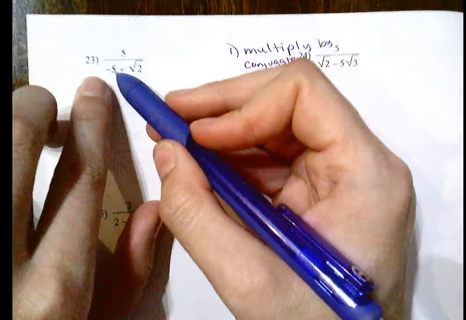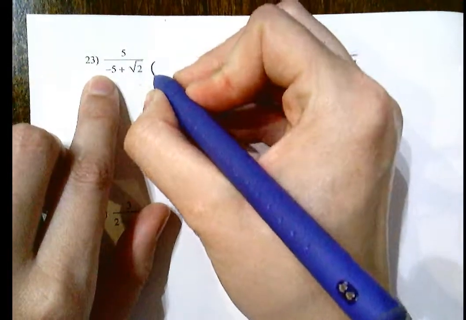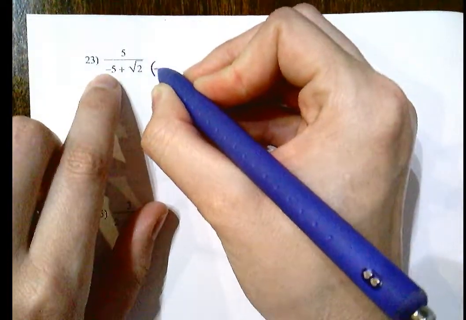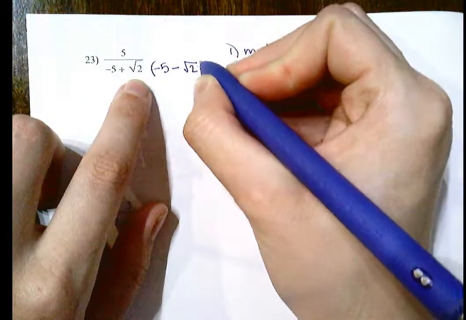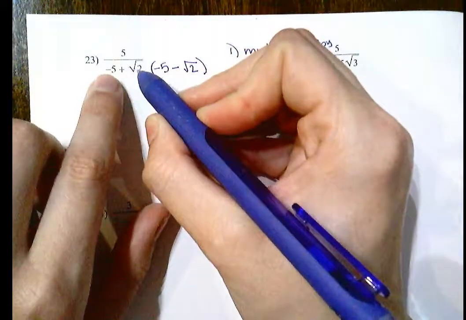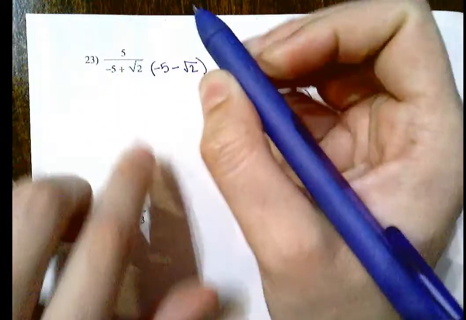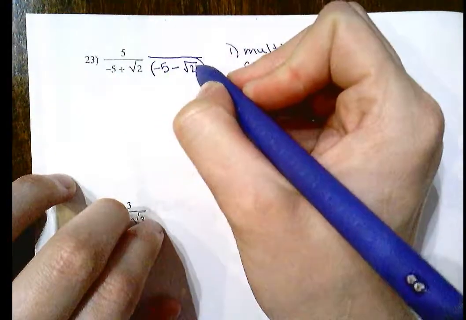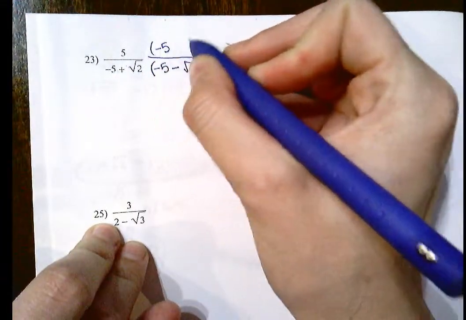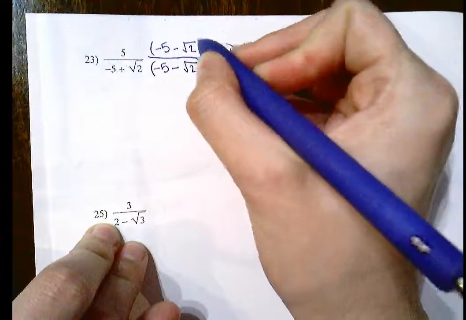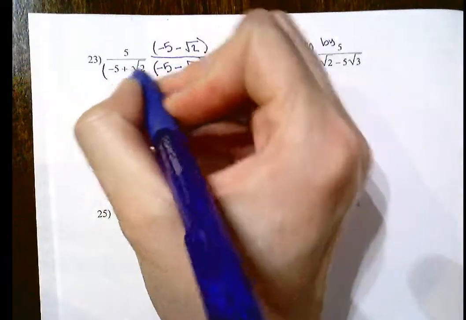So here, this is my A and this is my B. It's an A plus B. So I'm going to multiply by the conjugate: A, negative 5, minus B, which is square root of 2. It's almost the same as this, but the middle term is different, positive to negative. If you're multiplying on the bottom, you also need to multiply the numerator, negative 5 minus square root of 2. So we're going to do these two multiplication problems.